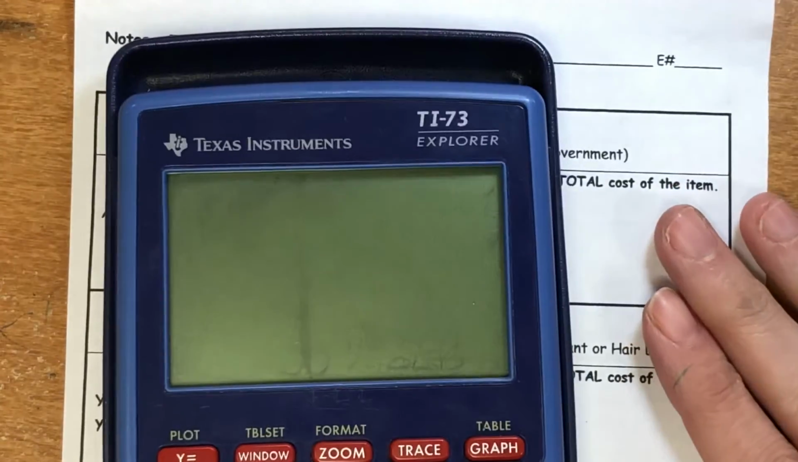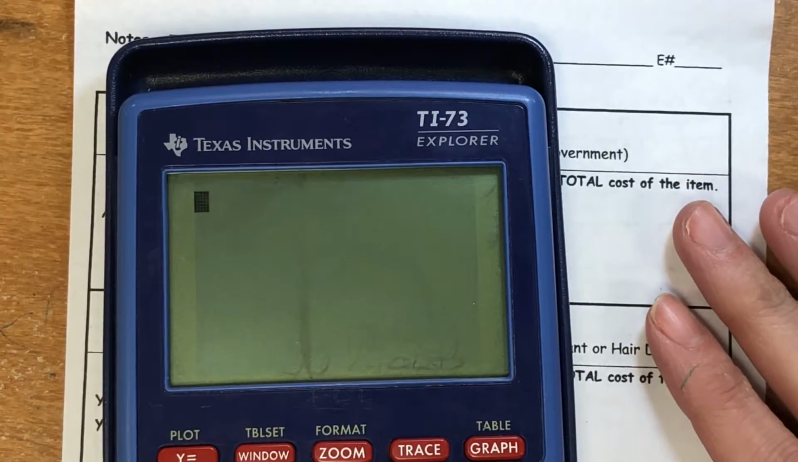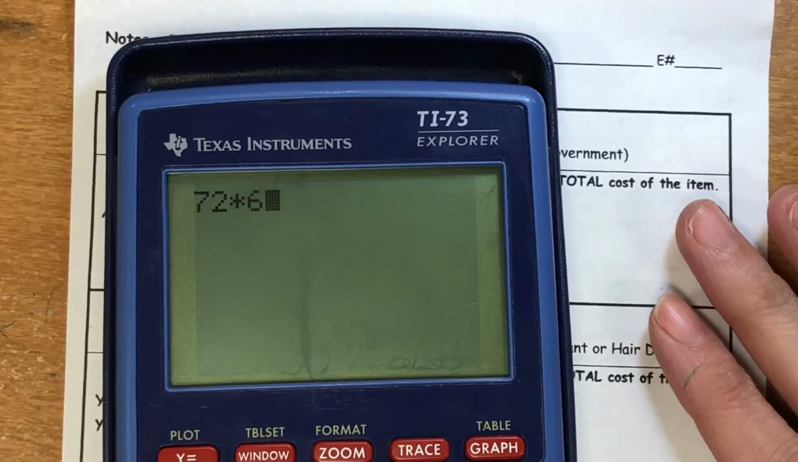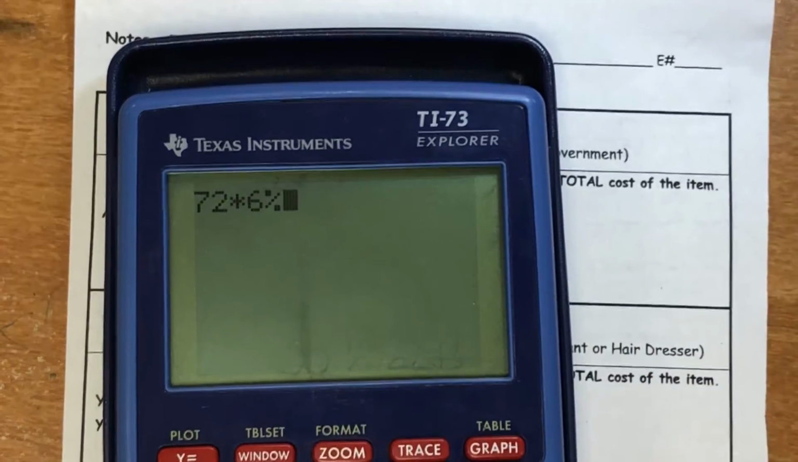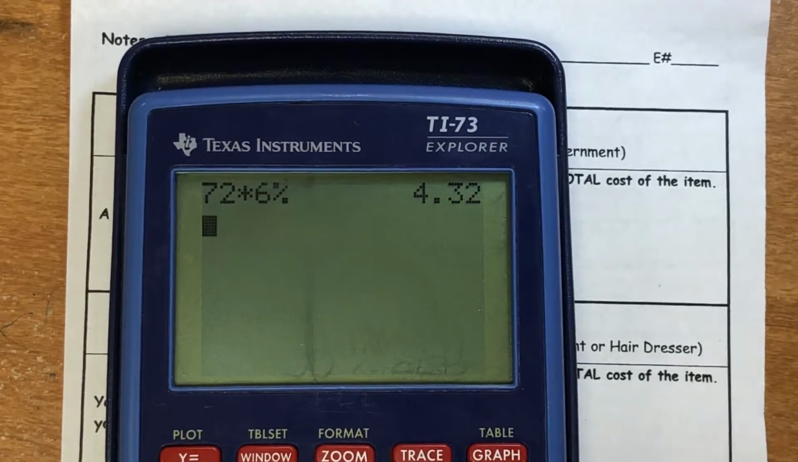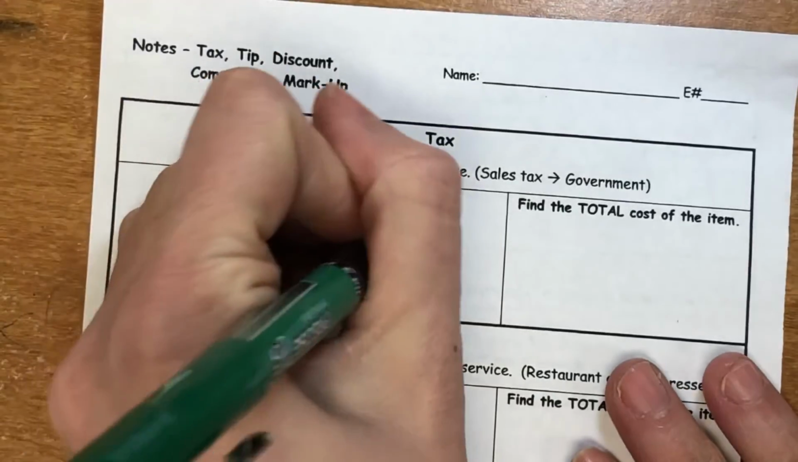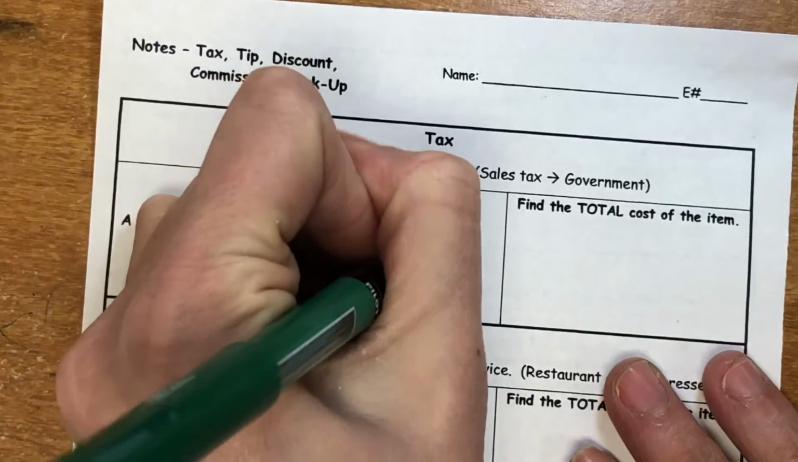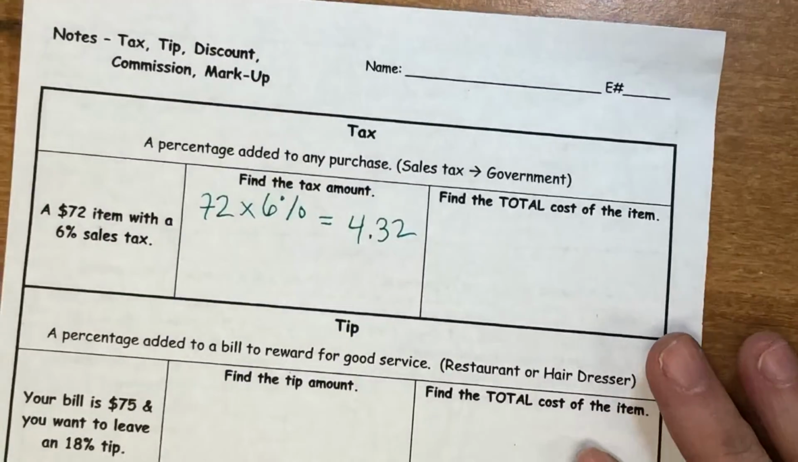Multiply the percent times the price. And I'm going to put in my calculator 72 times 6%. And I want to put the percent sign in there. That's going to be $4.32. Now, if you don't put the percent sign, the other way you can do this is that 6% is going to equal 6 hundredths. So that's the same thing, 4 and 32 hundredths. So that's going to be $4.32. That's my tax amount.